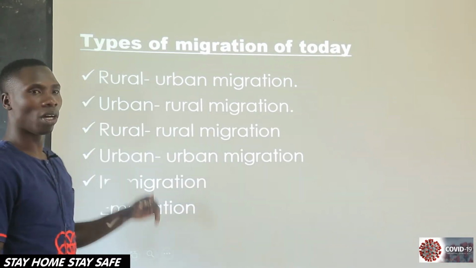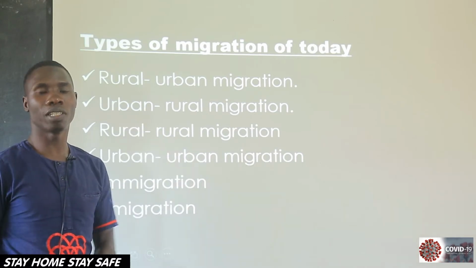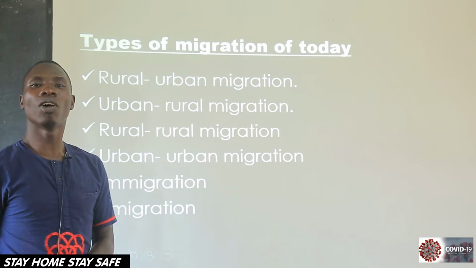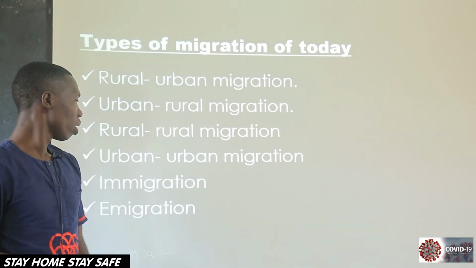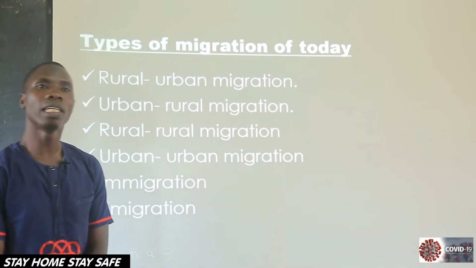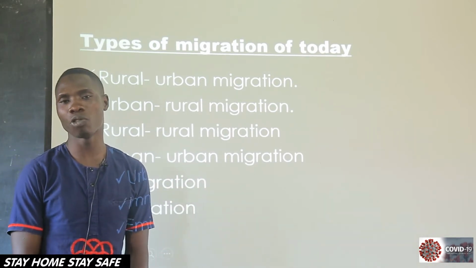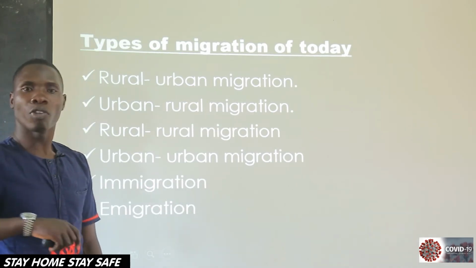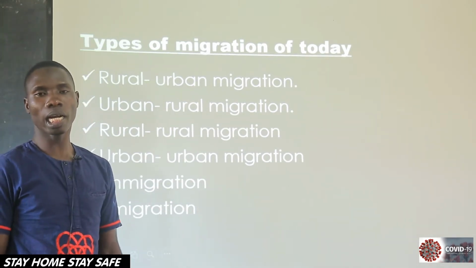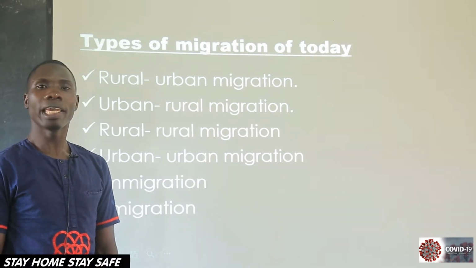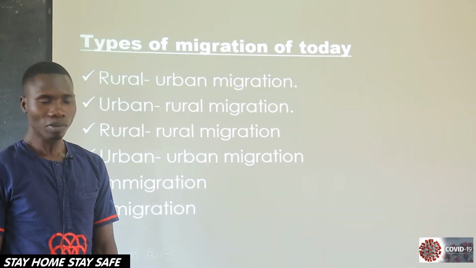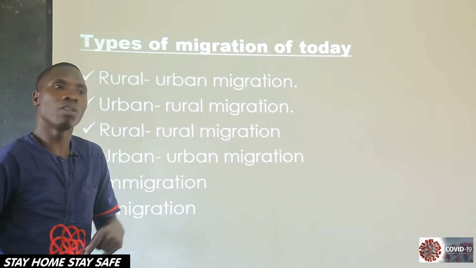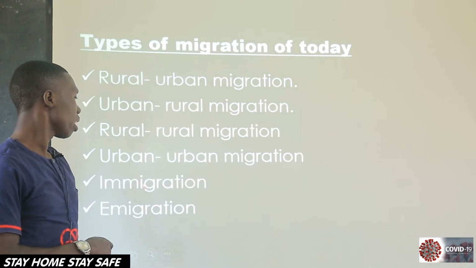Now, with these four, you move but you are within a country. You keep on changing either from town to town, from town to village, or from village to village. But now, there are people who migrate and go out of the country to live in another country. The movement of people into a country, for example if someone is from Kenya and is coming into Uganda, for settlement is immigration.